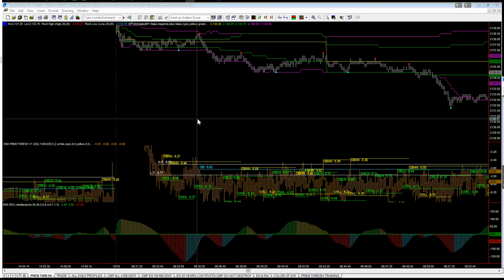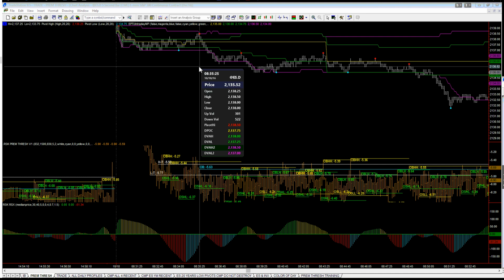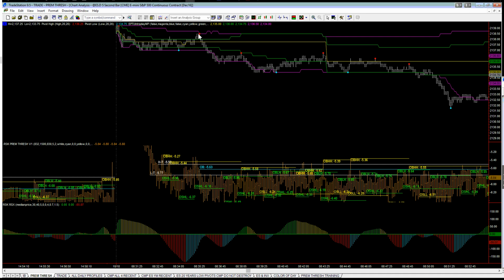So your first obvious opportunity for sell is in this overbought situation right here. And that works quite nicely as it moves up to this upper value area. And we get a nice sell opportunity here.